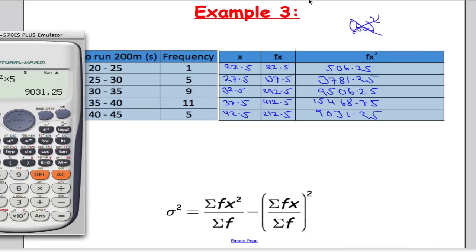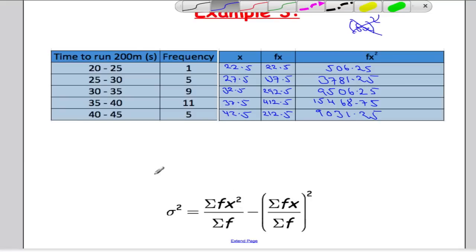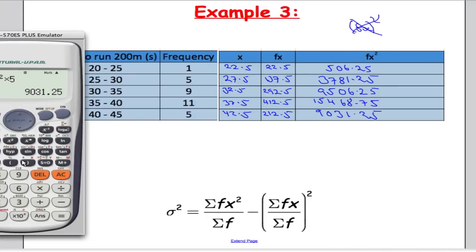Okay, so for this formula down here, I need the sum of the frequency times the midpoint squared. So in other words, I need the sum of this. I need the total here. And I'm also going to need the total for this. So let's work out these totals.